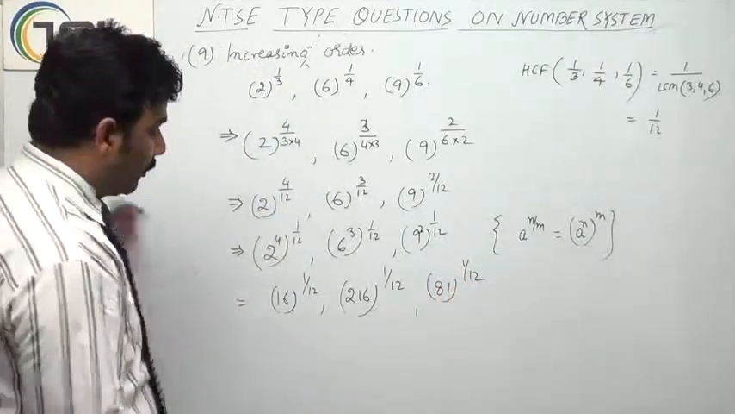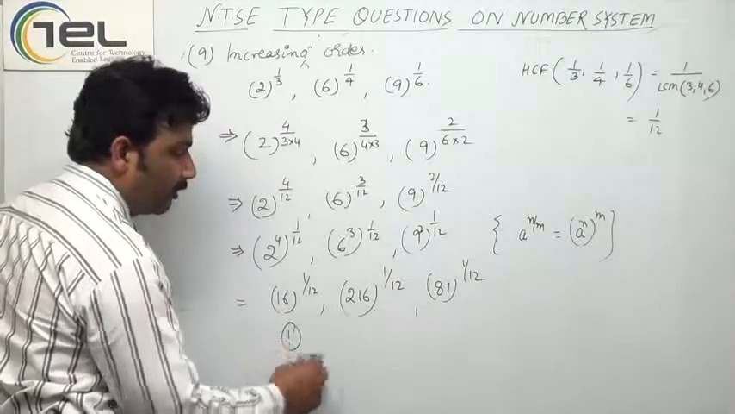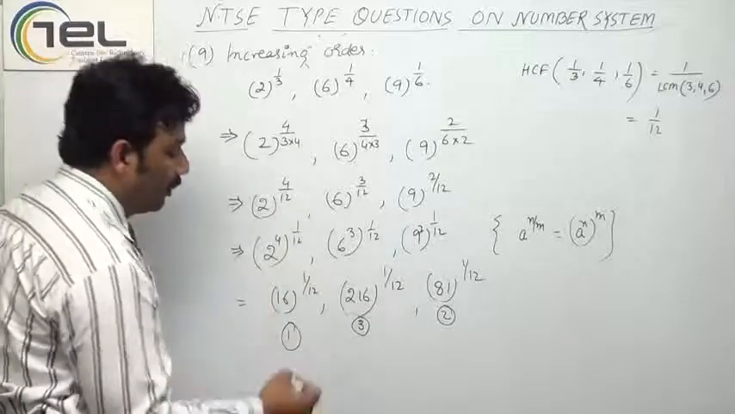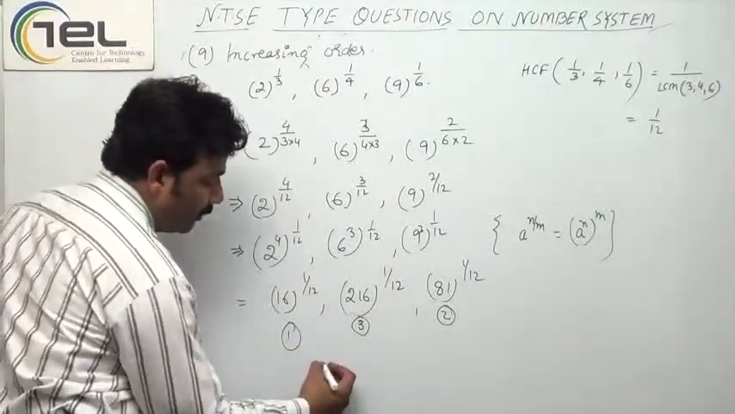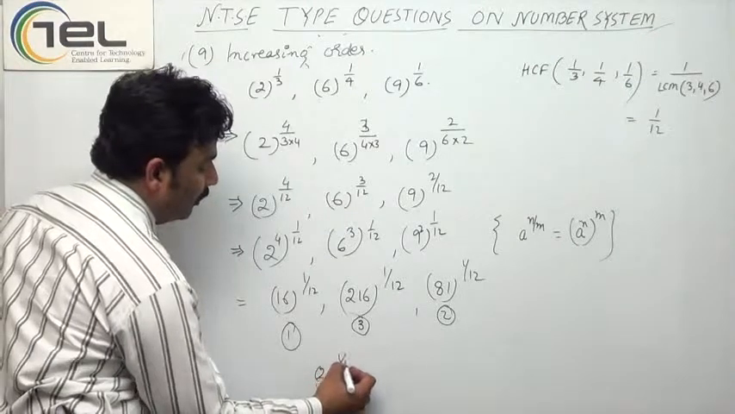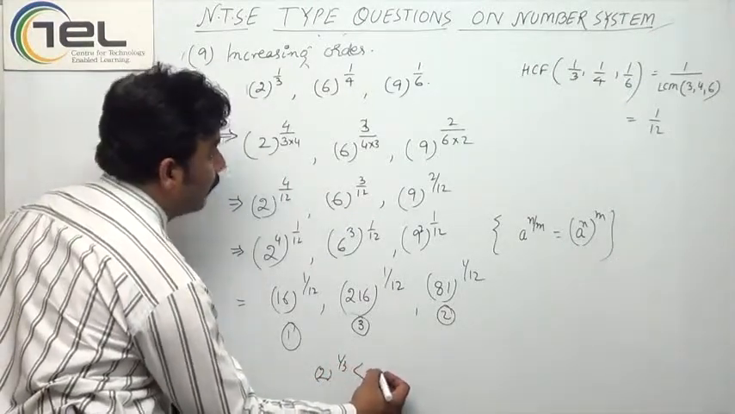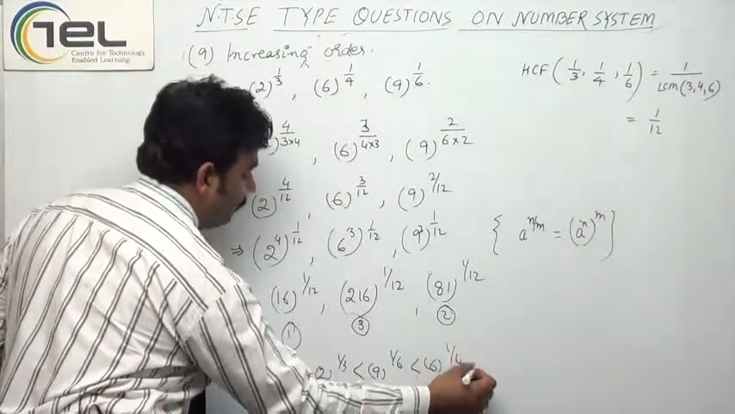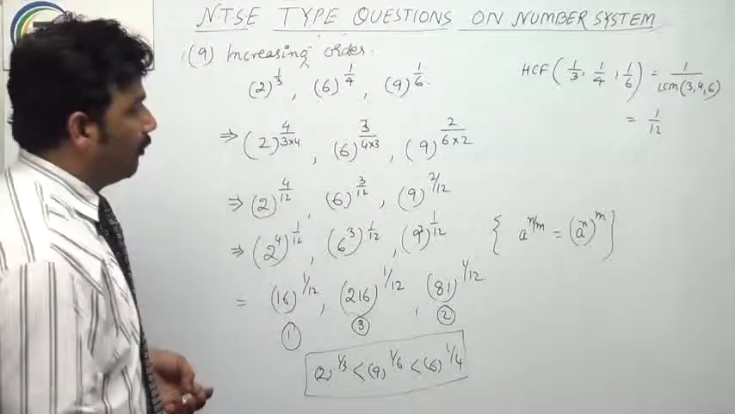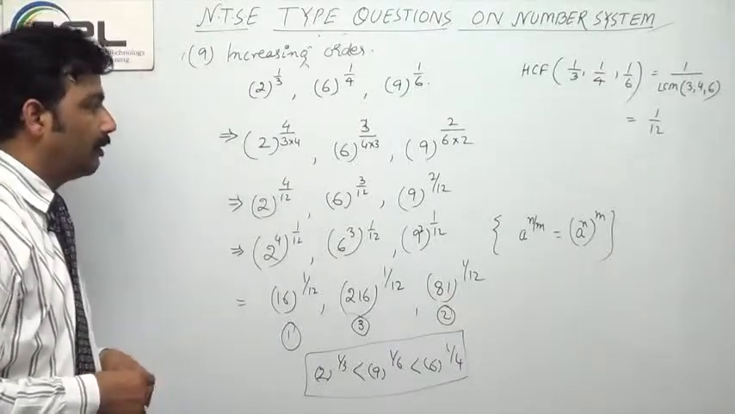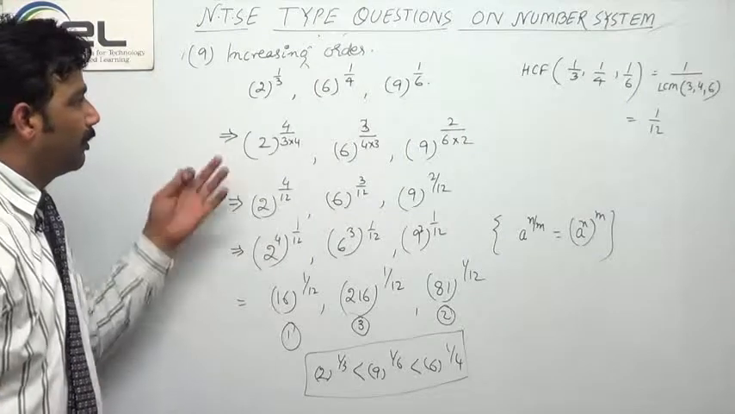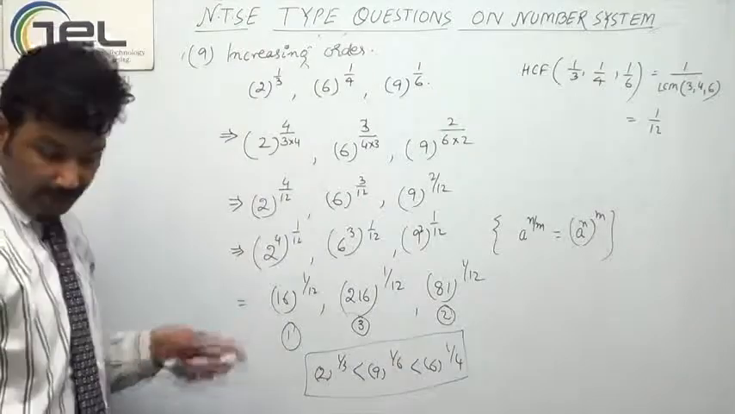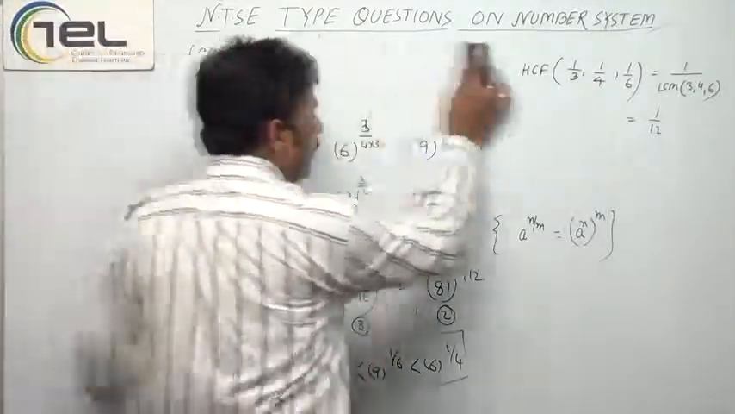So in increasing order, this comes first, this comes second, this comes third, the last, the topmost. So the increasing order is: 2 raised to the power 1 by 3 is less than 9 raised to the power 1 by 6, which is less than 6 raised to the power 1 by 4. This is how we solve these types of questions in which increasing and decreasing order will be asked. And the last question for this type of NTSE question.